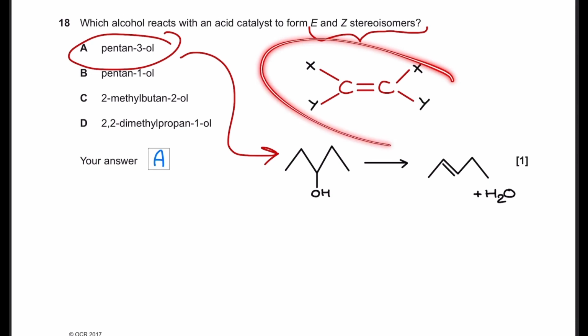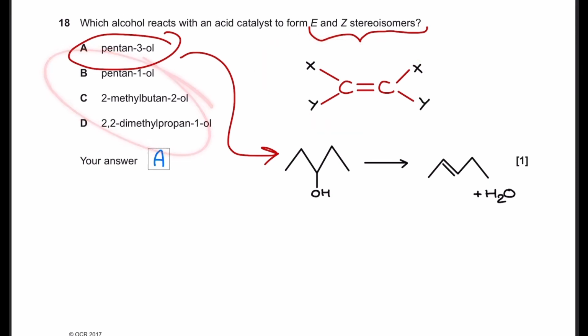What I'm looking for then is in the products for any of these, it just so worked out to be that A was the correct answer. I'm looking for each carbon in the double bond to be bonded to 2 different atoms or groups either side. So they can be the same as each other. So for example, they could have an X on either side here.